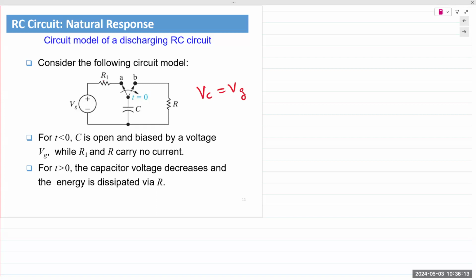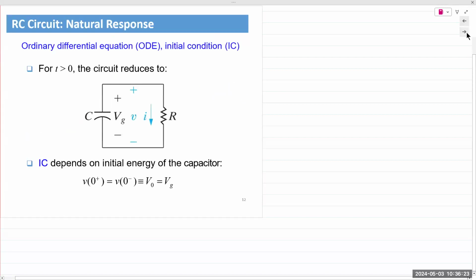At time t equal to 0, the switch flips to the right. When it flips to the right, the left side of the circuit is disconnected. The capacitor is now connected to the R on the right. We look at the circuit and realize there is no source connected at all. If there's no source, meaning it's a natural response, the capacitor is losing energy.